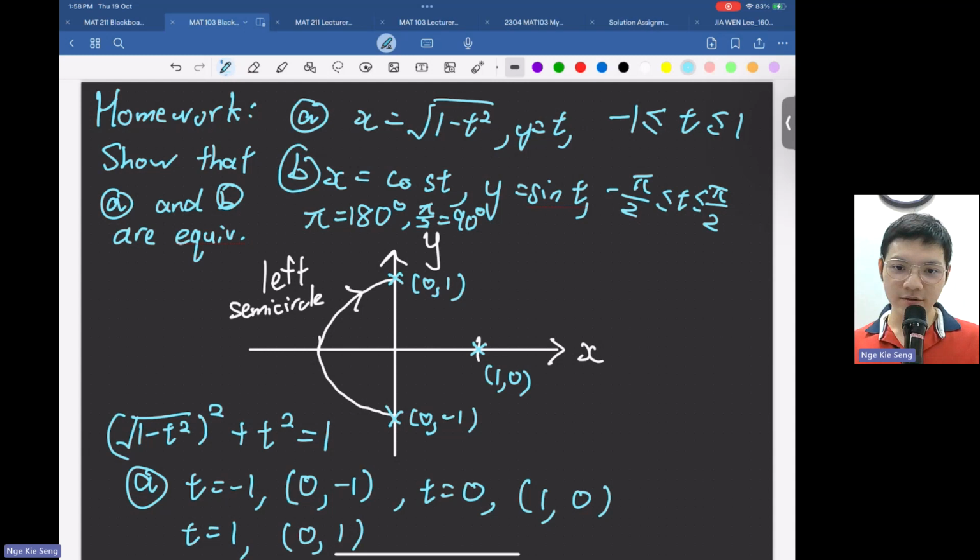Is it true? True or not? What's wrong? What's wrong? Anything wrong here or not? Just the graph is wrong.